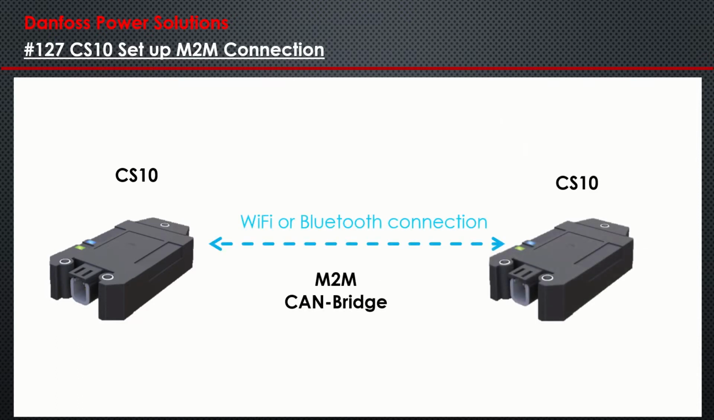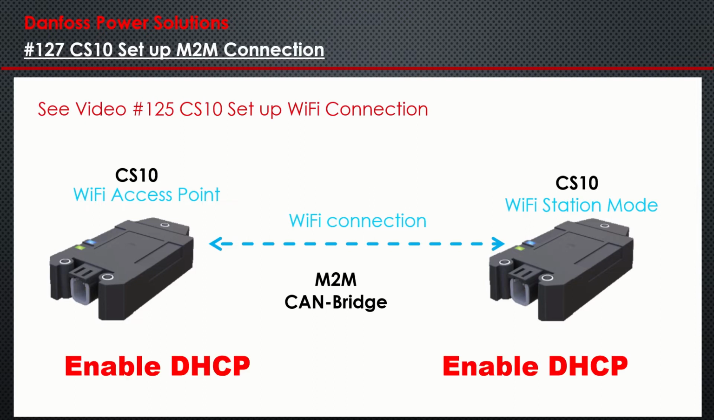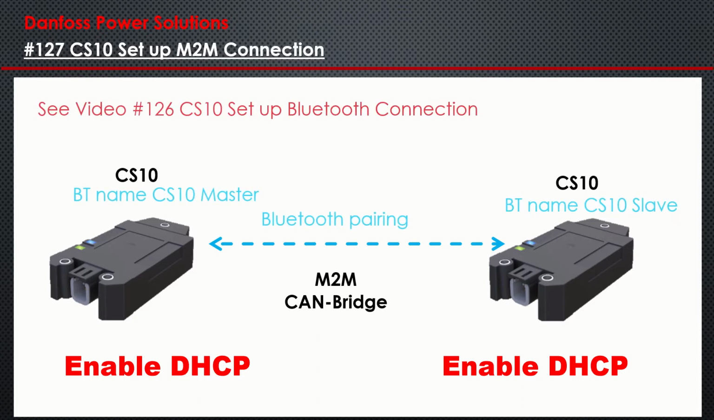If you are connecting your CS10s with Wi-Fi, the two devices should be connected peer-to-peer, where one device needs to work as an access point, and the second device will be working in station mode. It is recommended to enable DHCP on both sides. Another way to do this is to create a Bluetooth connection between the two devices.